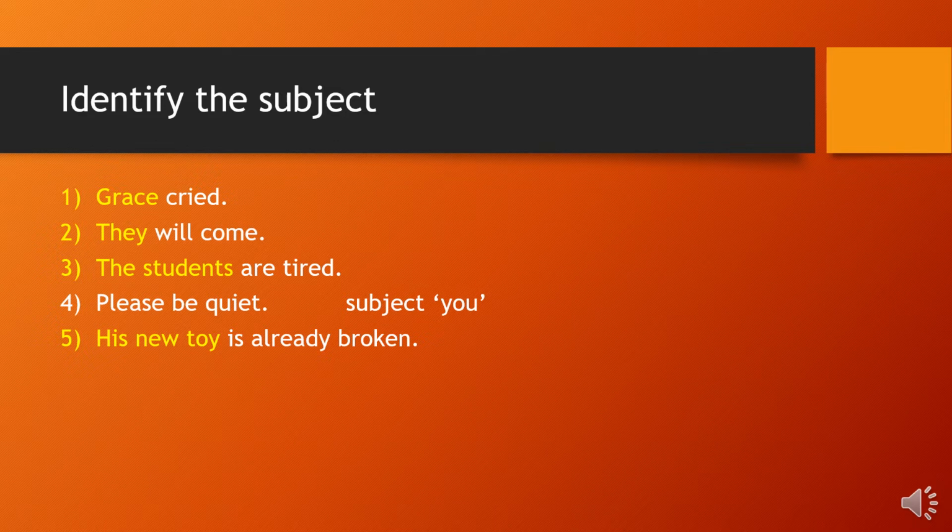Third one, the students are tired. In this sentence, what is this sentence about? The sentence is about students. So students, it will act as the subject. Fourth sentence, be careful. Please be quiet. In this sentence, it's an imperative sentence. Why? Because it is a request. Please be quiet. So in the imperative sentences, subject is already understood and the subject will be you. Last one, his new toy is already broken. So what is this sentence about? His new toy.